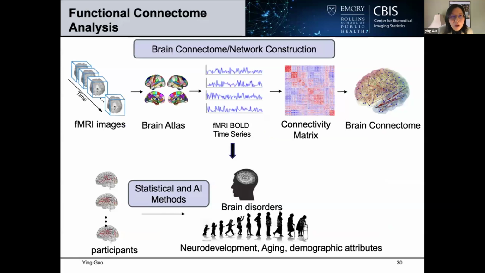So in today's talk, I'll focus on the functional connectome analysis. This type of analysis is mostly composed of two steps. The first step is to construct the network. We start from the fMRI images. We typically apply some kind of brain parcellation or atlas that divides all the voxels into groups of voxels, which we call regions of interest, or nodes, or parcels. Then for each region of interest or node, we extract the representative fMRI BOLD time series. Using some kind of dependence measure, we measure the pairwise connections to generate these connectivity matrices. Through some thresholding, we arrive at a brain network. Once you estimate the connectivity and network, we typically take it to do some kind of statistical and AI analysis to study brain disorders and other outcomes like neurodevelopment and aging.